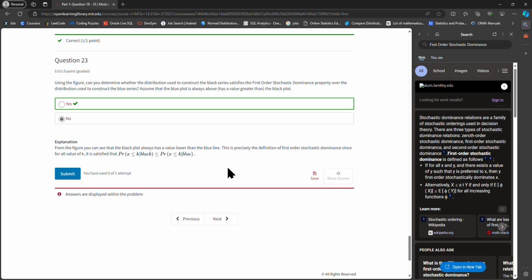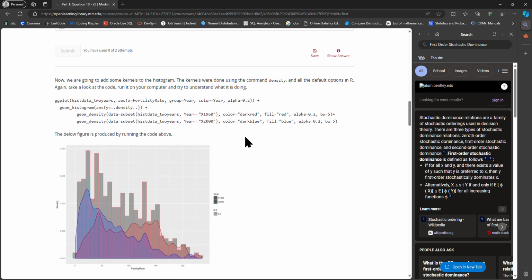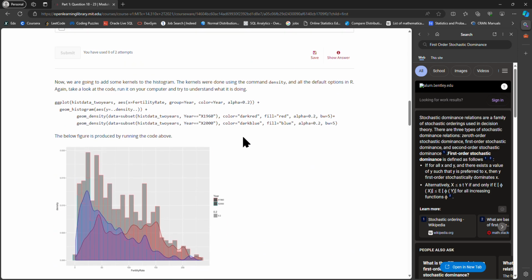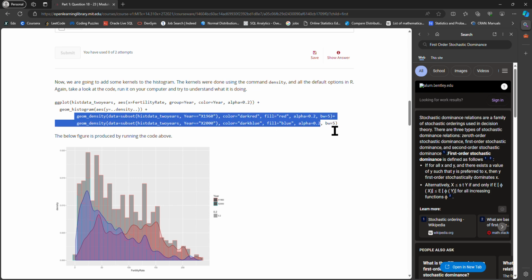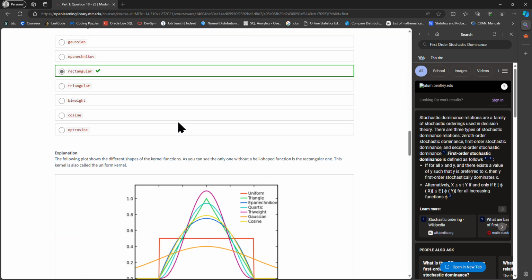All right, so let's summarize what we learned today. We learned how to construct a graph in R and overlay a graph using the density function, which gives us a kernel on top of the stacked graph.